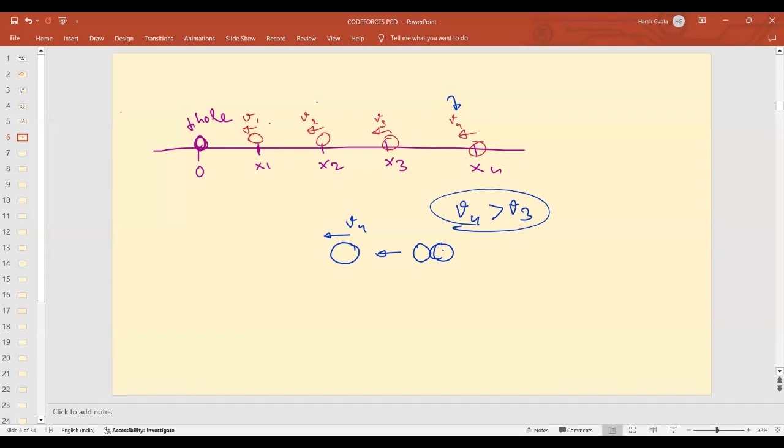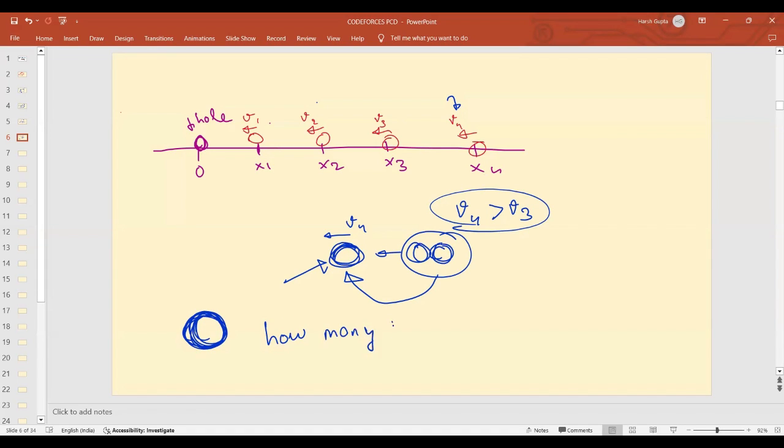So when two balls are colliding, they will convert into a single ball, and the speed of that single ball will be the higher speed of the two balls. Now the question says, how many balls reach the origin? That is, when these two balls are converting into a single ball, only a single ball will reach the origin, not both of the two. So the question is, how many balls reach the origin?